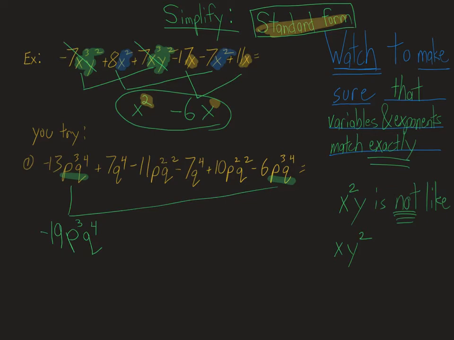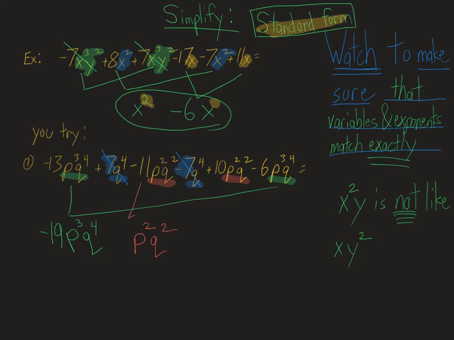Go into the next one. Q to the fourths, let's see, yep, there's another Q to the fourth. And that's a 7 and negative 7 Q to the fourth. That's a canceling pair. So there's nothing there more to do. They're done. They're just canceled out. Going to the next. P squared Q squareds. There's some more P squared Q squareds. Let's do those. P squared, Q squared.